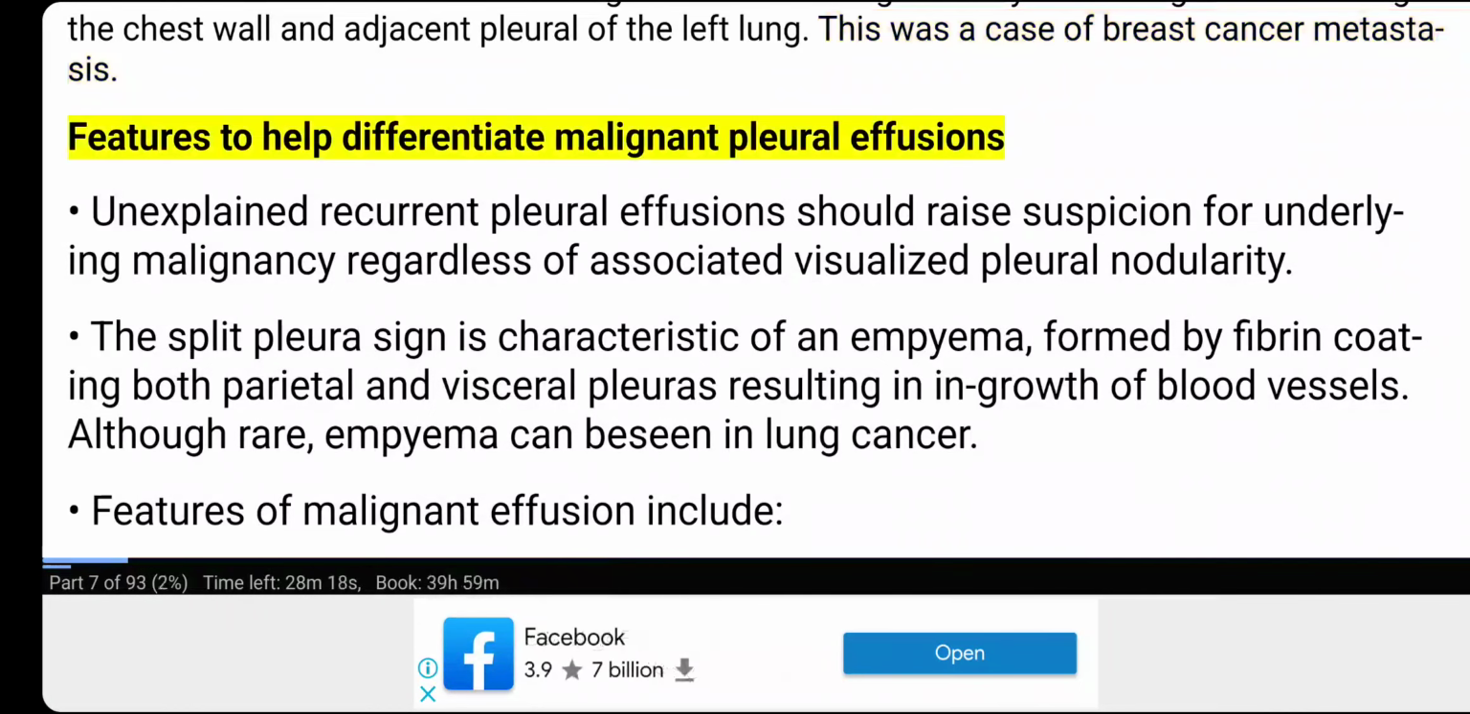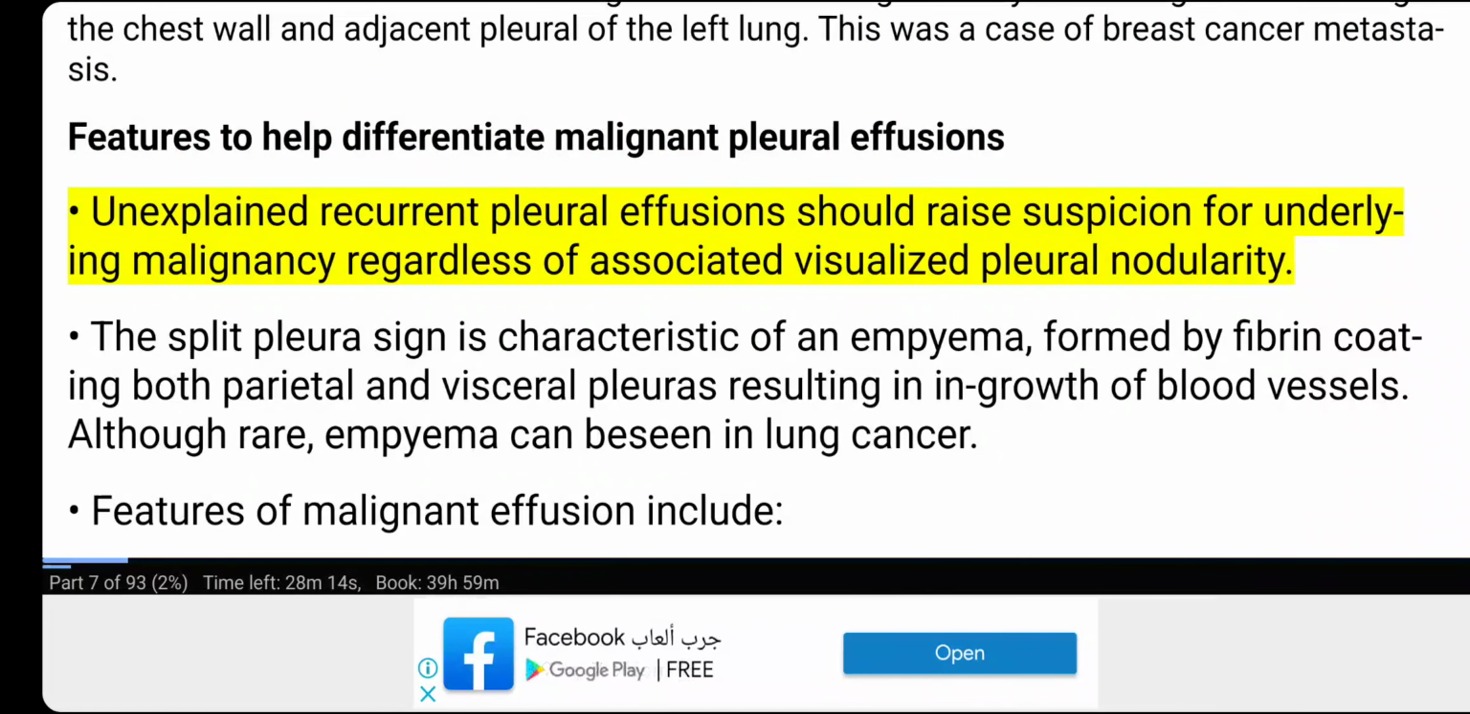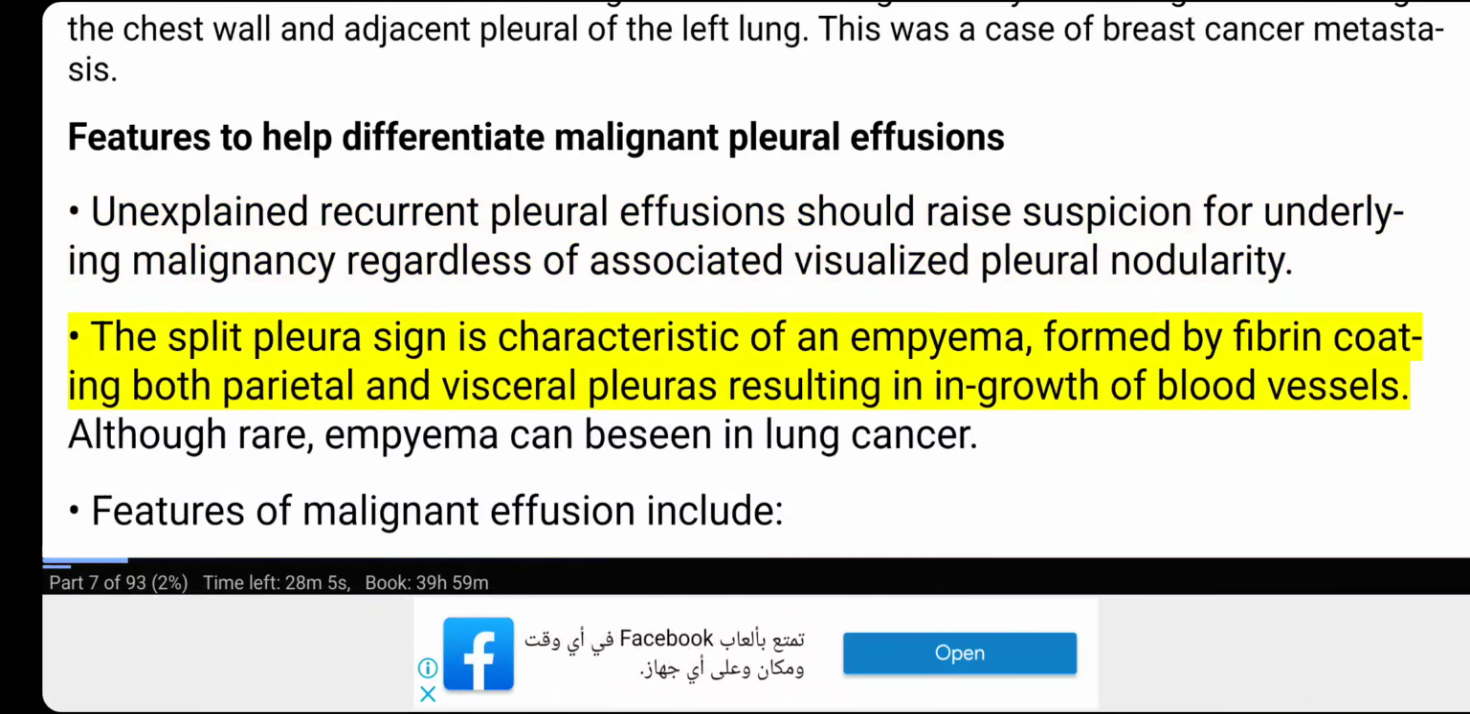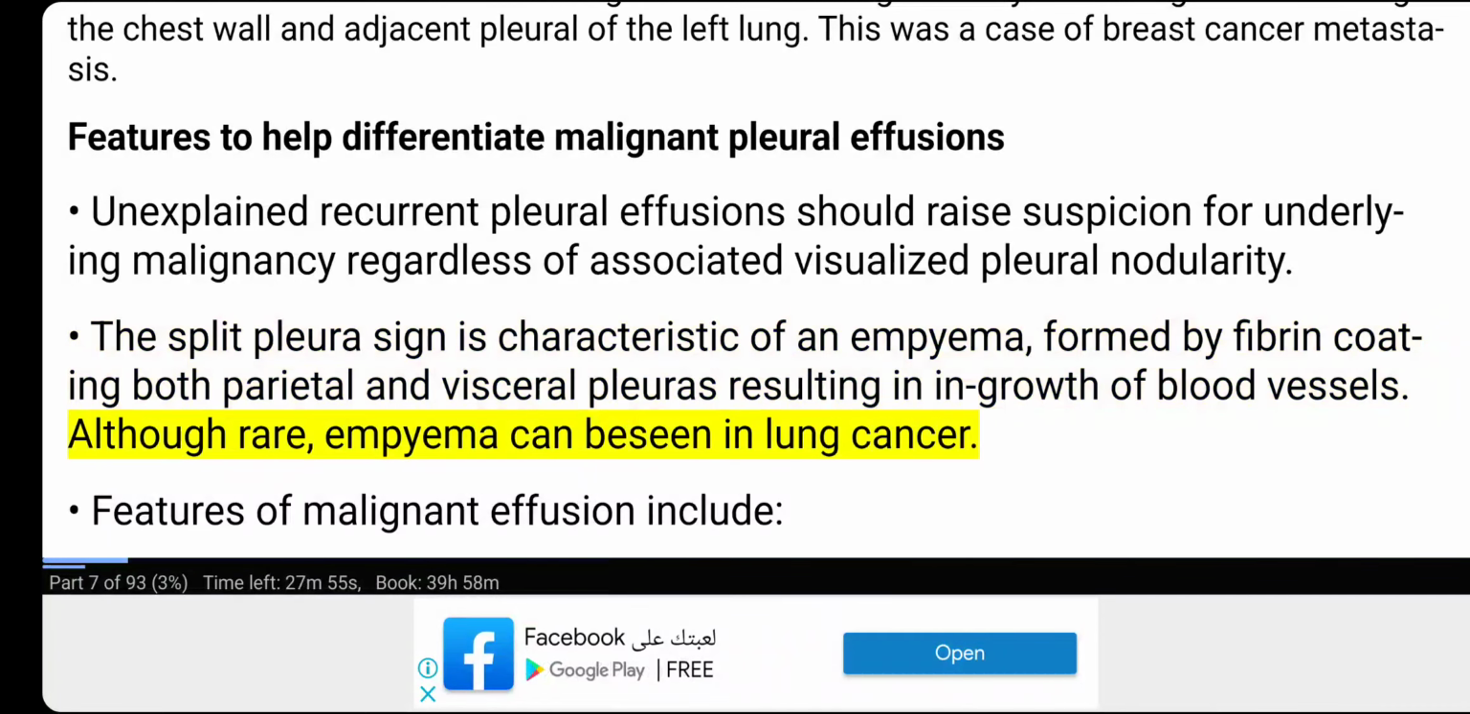Features to help differentiate malignant pleural effusions. Unexplained recurrent pleural effusions should raise suspicion for underlying malignancy regardless of associated visualized pleural nodularity. The split pleura sign is characteristic of an empyema, formed by fibrin coating both parietal and visceral pleuras, resulting in ingrowth of blood vessels. Although rare, empyema can be seen in lung cancer.